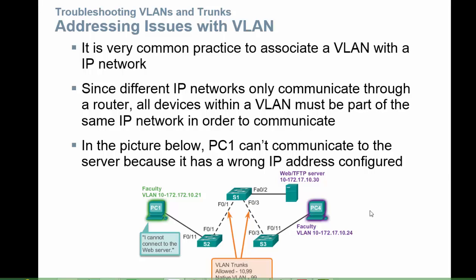To correct this issue, the simplest thing to do is to go into your PC and correct its IP address. Make sure that it's on the correct network. Once you've done this, then that PC in VLAN 10 should be able to access the network, as long as it's in the correct IP range.